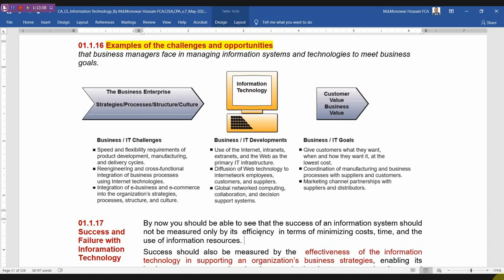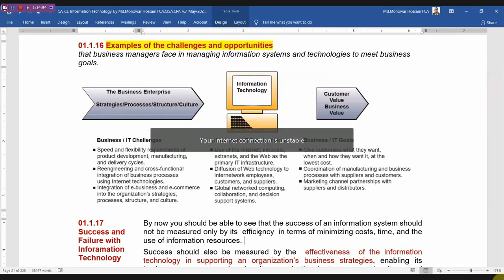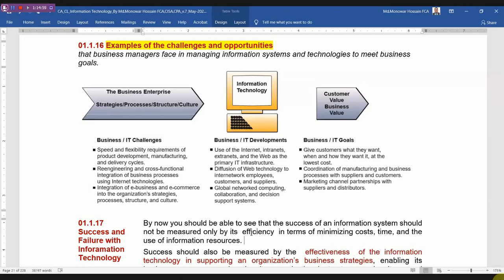And customer value or business value, that means the IT goal or organization goal, the business goal. The business goal is to give customers what they want, when and how they want it. Nowadays there is 24-hour service, seven days, through the internet. There is no time limit at this moment. And coordination of manufacturing and business processes with suppliers and customers, marketing challenges, marketing within the channel, that means partnership with suppliers and distributors. That type of challenge is also an opportunity for managing the business. Challenges can be acceptable, and opportunities can happen through taking good decisions within the management, within the organization, within the time.